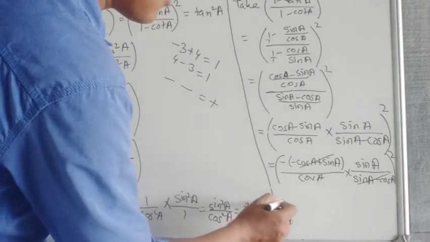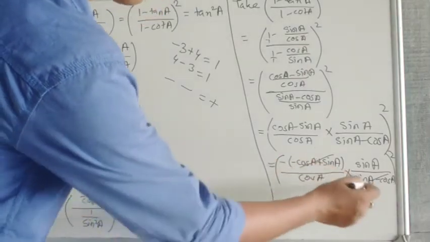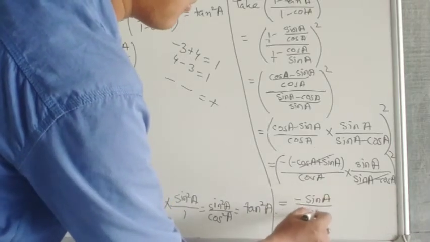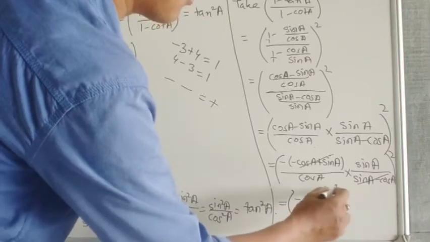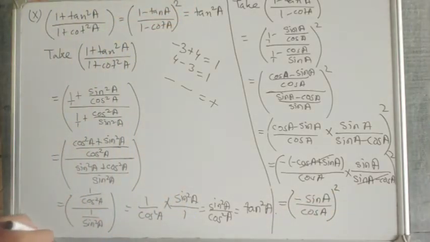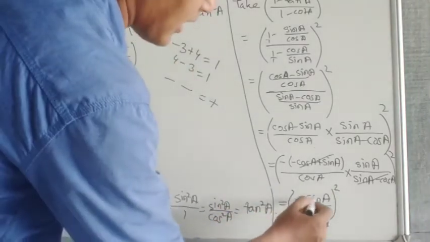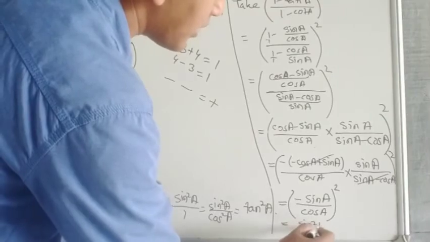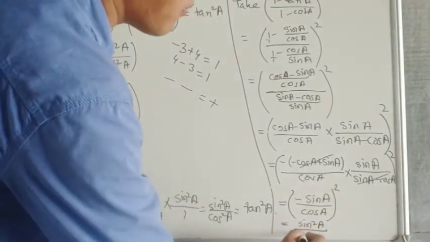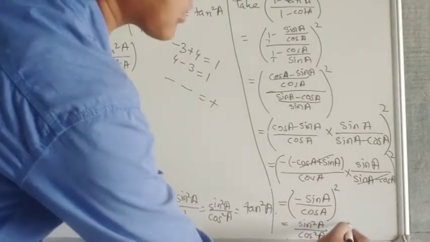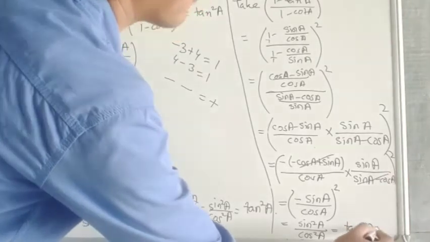Now after this, what will come from here? Minus this got cut, sin A by cos A whole square, which gives me minus square plus sin square, which will be sin square A by cos square A, equal to tan square A.